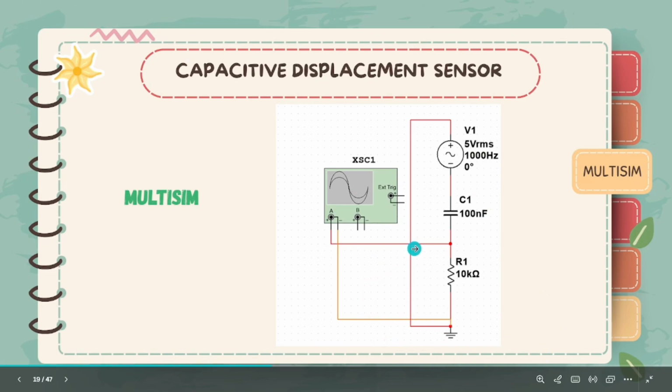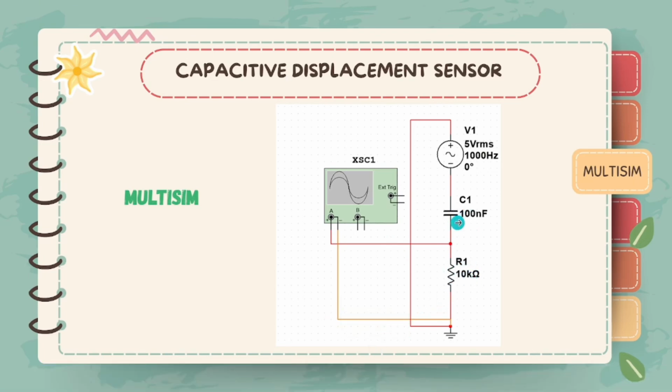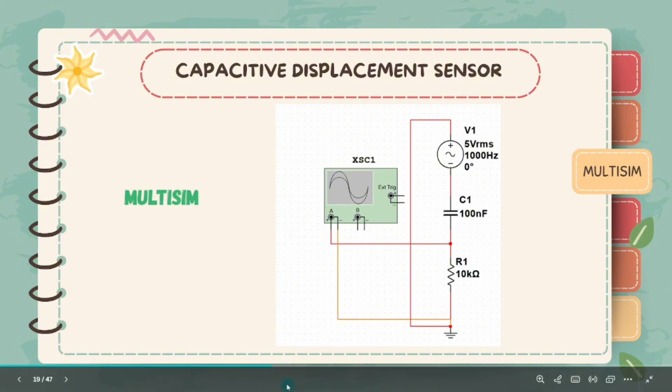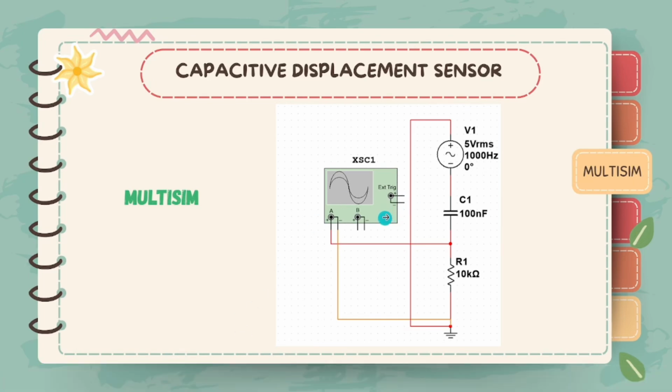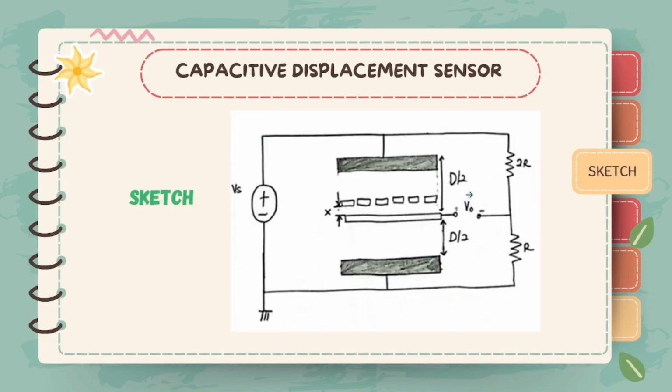How it works, I've explained just now. When the displacement happens, the capacitance changes. Because it is an RC circuit, the changing capacitance changes the voltage across the resistor. This is the voltage across the resistor, and it changes the output signal seen on the oscilloscope. In short, even though the movement changes the capacitance, it also changes the electrical signal, and that is what you measure as displacement. So this is the Multisim part.